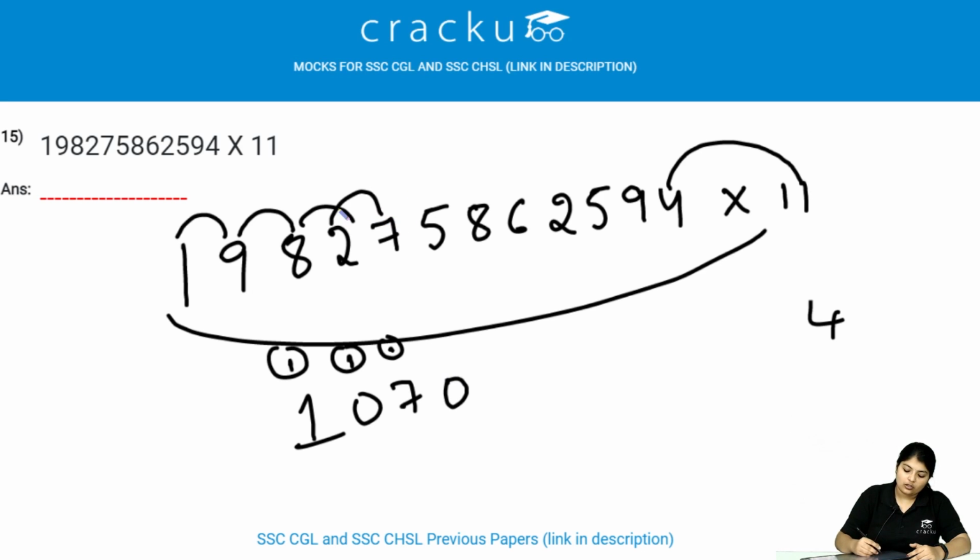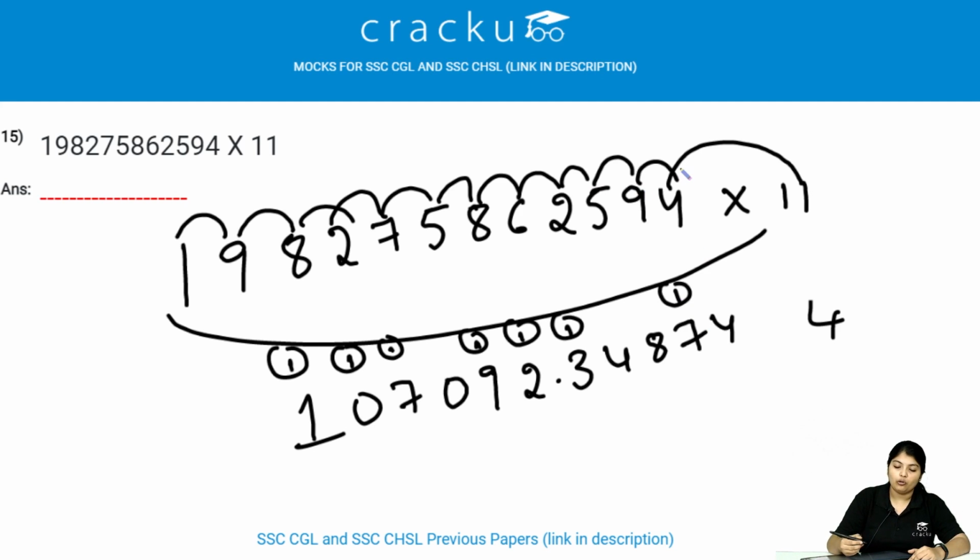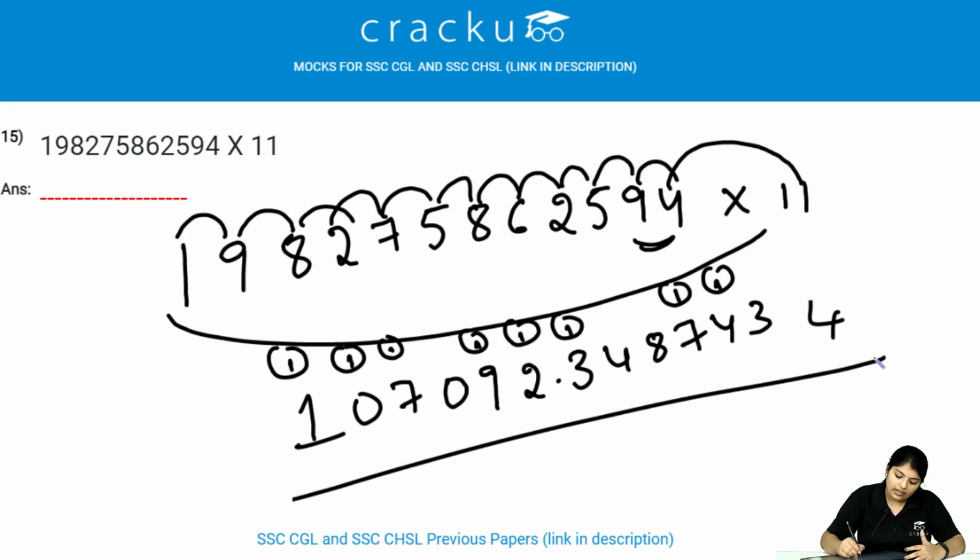And 7 plus 2 is 9, 7 plus 5 is 12, so 1 carry, 2 here. And 8 plus 5 is 13, so 1 carry, 3 here. 8 plus 6 is 14, 1 carry, 4 here. 6 plus 2 is 8, 5 plus 2 is 7, 9 plus 5 is 14. So 1 carry 4 here, and 9 plus 4 is 13. So 1 carry 3 here. Do not forget to add the last two numbers. Okay. And now getting the final answer, it is 4 and it is 3.